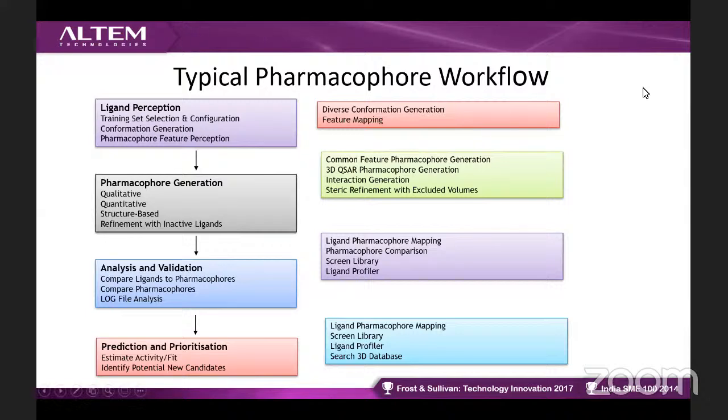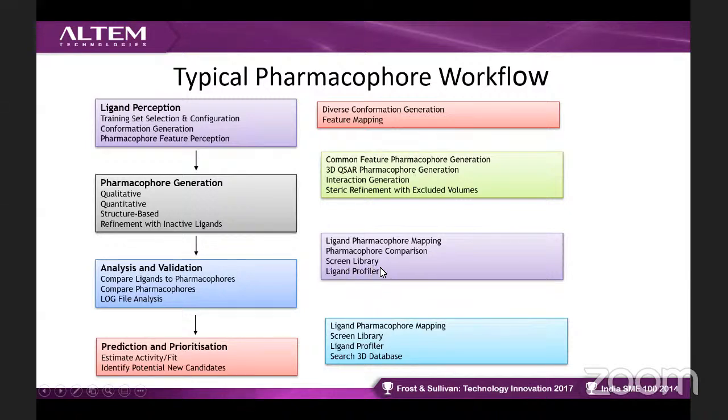So for a qualitative analysis, we go for a common feature pharmacophore, and for quantitative, we go for 3D QSAR pharmacophore, and for structure-based, we have interaction generation. But in the 2020 version, we even have interaction pharmacophore generation that will help you develop the structure-based pharmacophore easily. And for refinement of the active ligands, we have a steric refinement of the excluded volumes. And analysis can be done by means of ligand pharmacophore mapping, pharmacophore comparison, screen library, and ligand profiler.